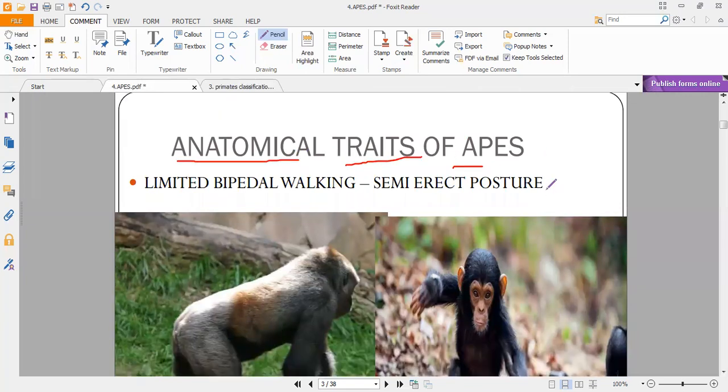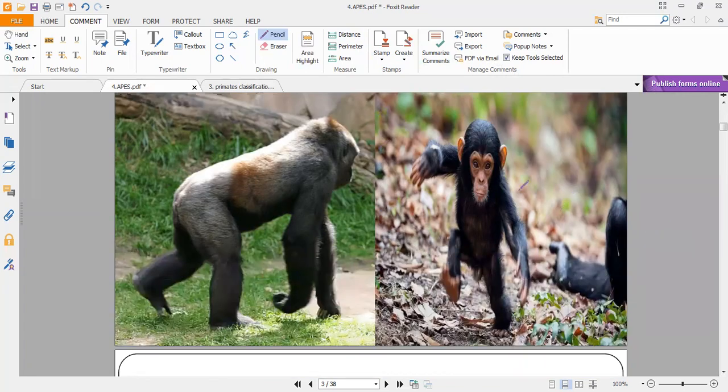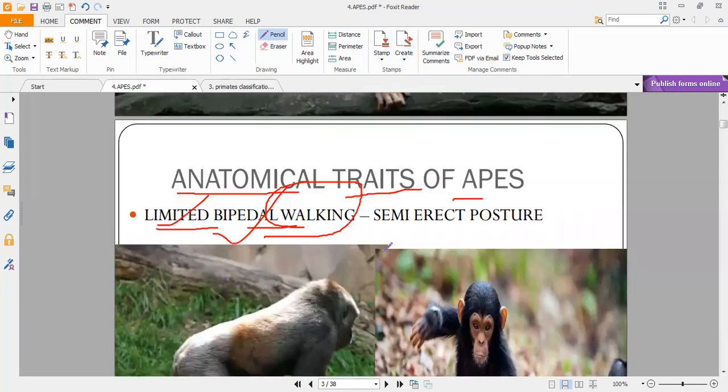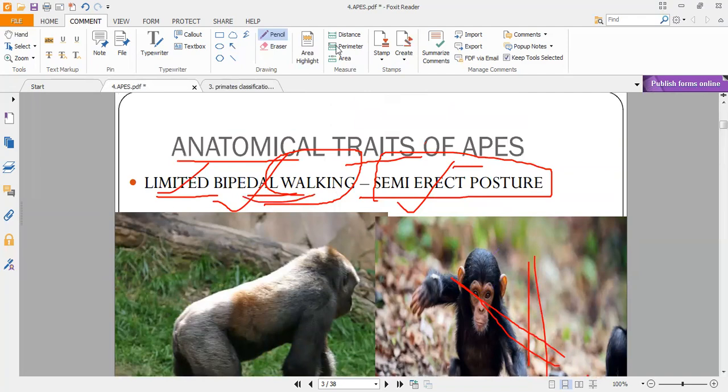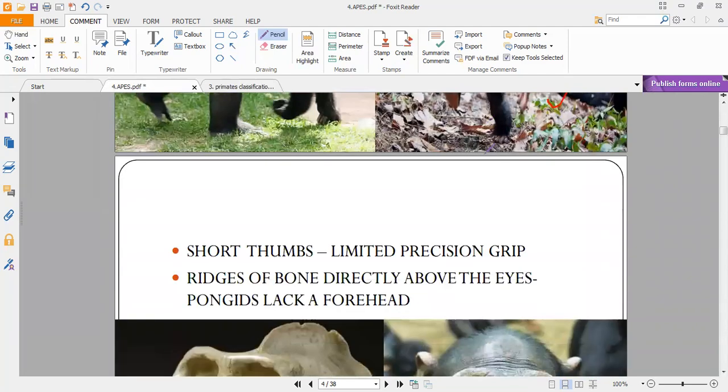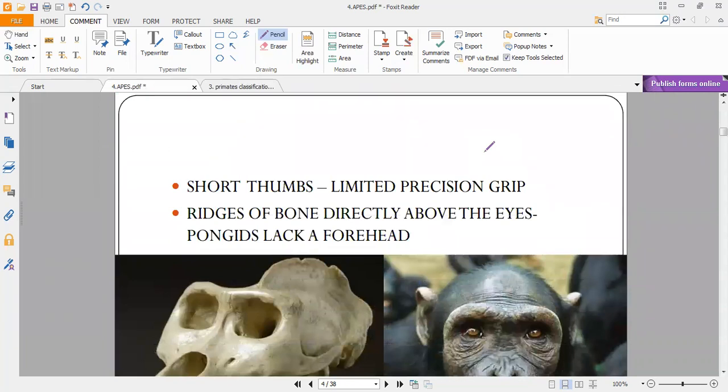If we talk about their walking behavior, they have a limited bipedal walking. The walking is heavy but not bipedal; it is limited, and they cannot walk continuously. We call it a semi erect posture, meaning not completely erect. If you talk about their thumb, they have a very limited precision grip.